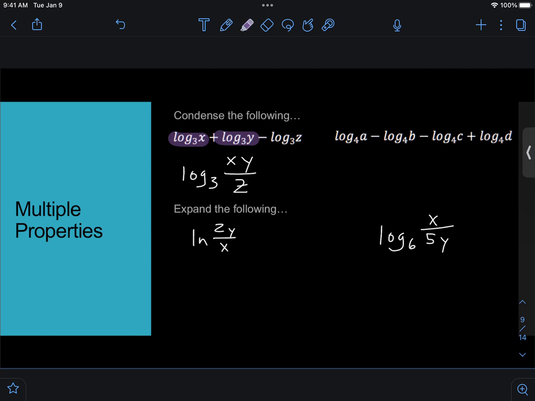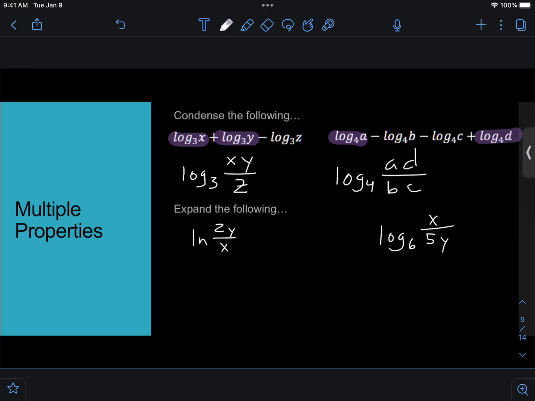Same thing here. Now with this one, a lot of times students, as soon as they see the minus, they put everything on the bottom after the minus, but this log base 4 of d is a plus, so that the lowercase d should go on the top of the fraction. So if I think about what are my positive logs, it's those two. So the top of the fraction will be a d, and then the negative logs, b and c, those go to the bottom.